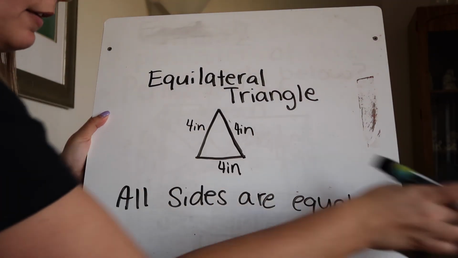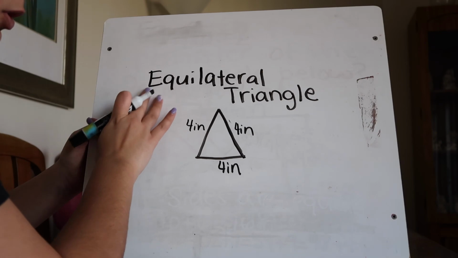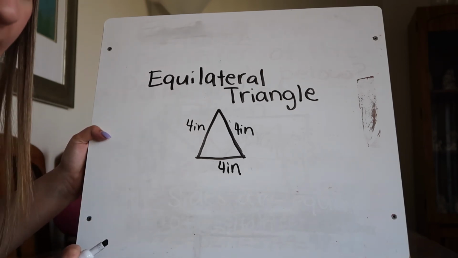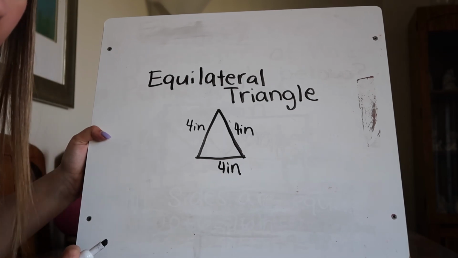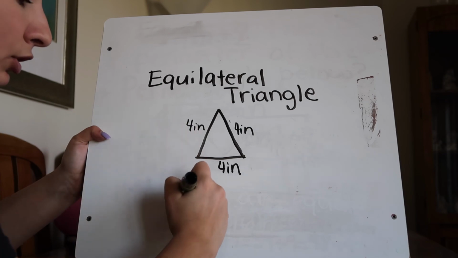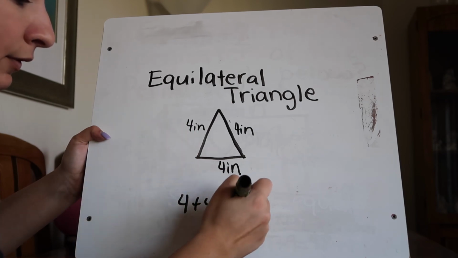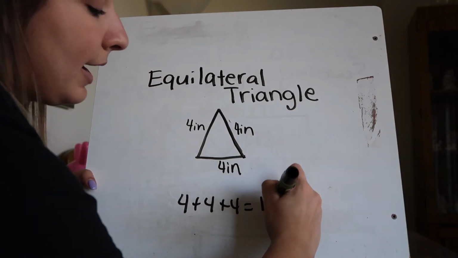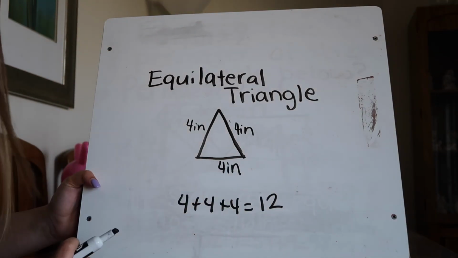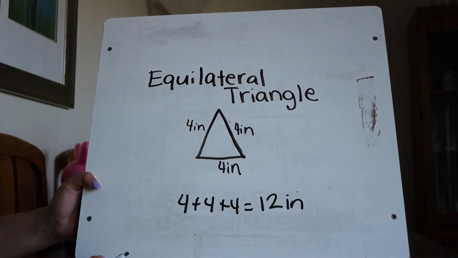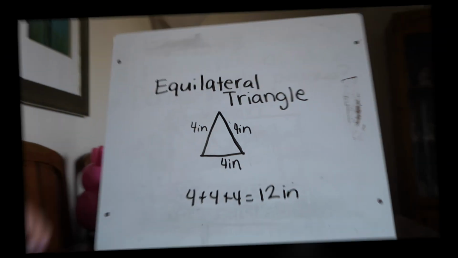So if I was to try to find the perimeter of this equilateral triangle, just like the rectangle and the shapes that we did on Monday, I'm just going to add them up. So I'm going to do 4 plus 4 plus 4 equals 4, 8, 12. So I have 12, and then I can't forget to label. I have inches, so my perimeter of this equilateral triangle is 12 inches.